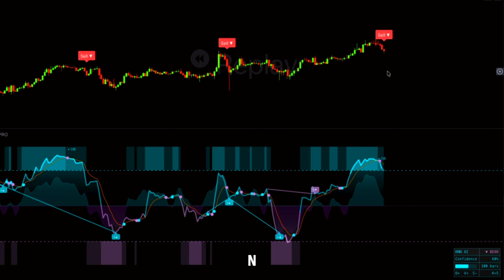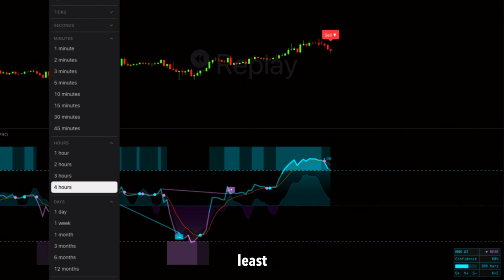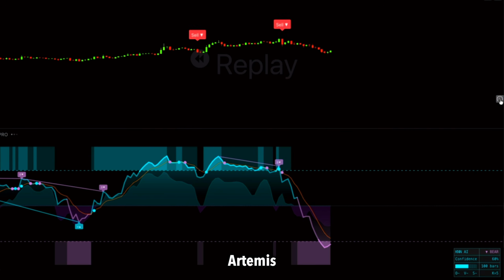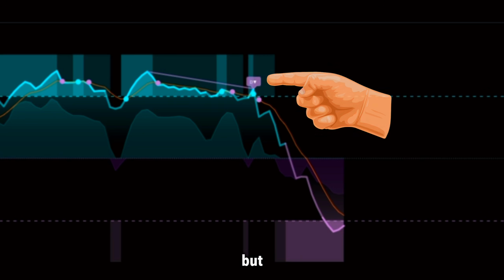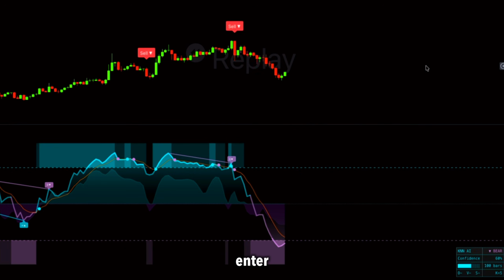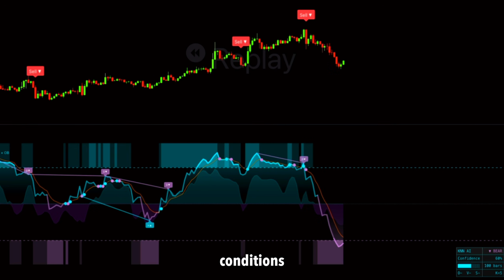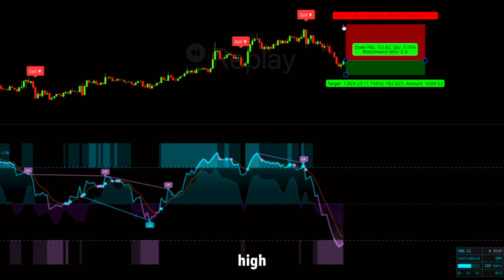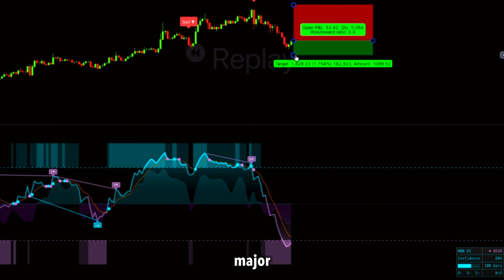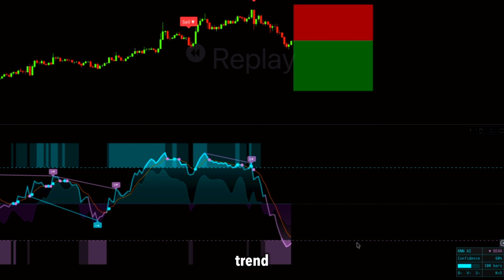Artemis Oscillator K&N panel shows bear bias with at least 80% confidence. Artemis shows regular bearish divergence where price made a higher high, but the oscillator made a lower high. Enter short on the next candle open after both conditions align. Your stop loss goes just above the recent structural high. Your take profit targets the next major support level or the lower supertrend band.